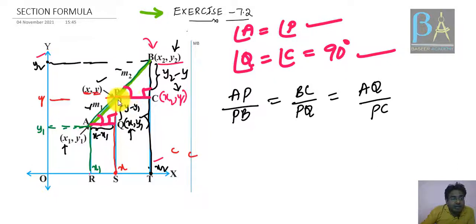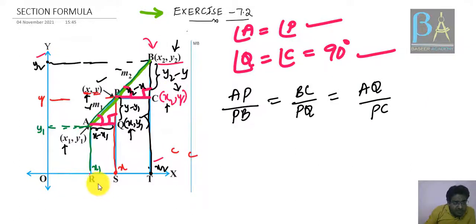In a similar manner, what do you think is PC? Line segment PC is parallel to the x-axis. So obviously the difference of x coordinates will give you the distance between the points P and C. So x2 minus x. If you follow this, well and good. If you do not follow this, there is one other thing that you can do here.